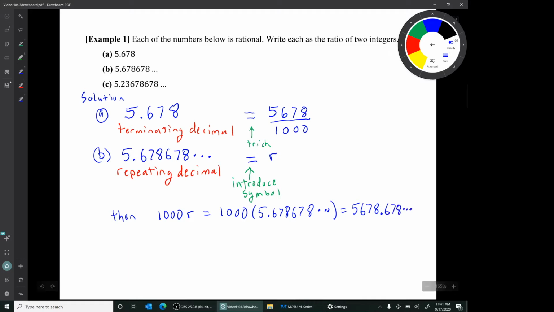So if I multiply my number r by 1000, it moves the decimal 3 places to the right, but then the repeating part after the decimal place looks just like it did in the original expression for r. So here's another trick.